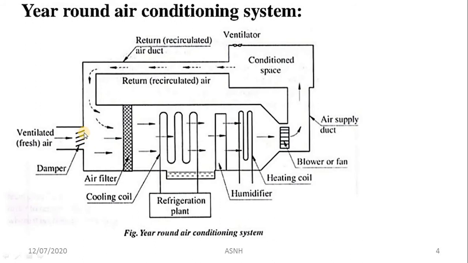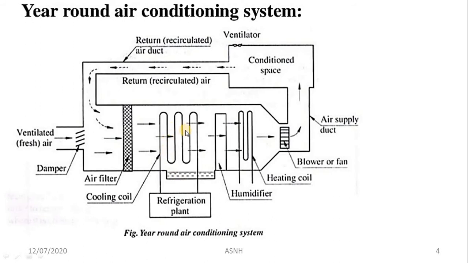The first is the grill and damper. The main function of the grill and damper is to allow the required amount of air. The next important component is the air filter. The main function of the air filter is to trap contaminants as well as dust and dirt particles. After that there is an evaporative coil.